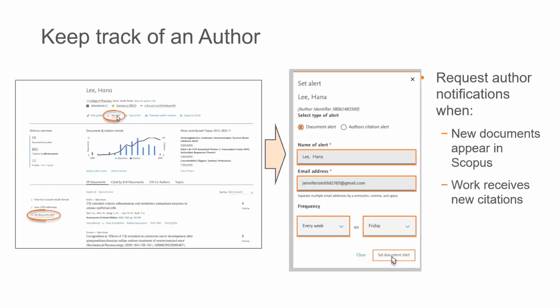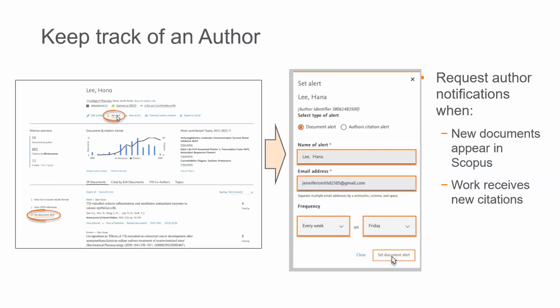So another way which you can also do, I will encourage all of you to do so, is that if there is an author in which you're interested in, or for instance, you want to monitor your own author profile, you can simply set an alert for yourself, right? You can request author notifications when new documents appear in Scopus or when the work received new citations. So this is something which you could do. You can set it every week on a Friday. You can set the document alert.